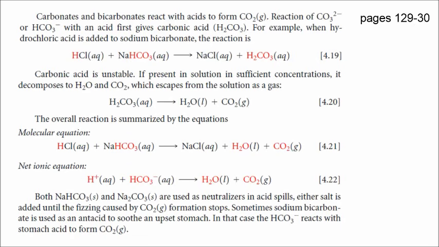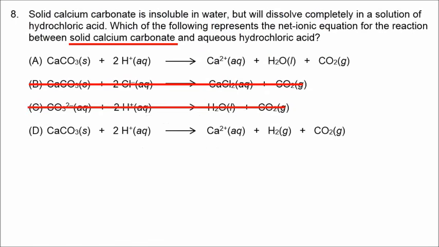Now, in terms of carbonates reacting with acid to produce carbon dioxide gas, you can read about this on pages 129 and 130 in your book. We're going to produce water and CO2 when carbonate reacts with acid. So the correct answer is A. And you can see that the problem with choice D is the same problem as choice B. There aren't enough oxygen atoms on the right side of the equation.